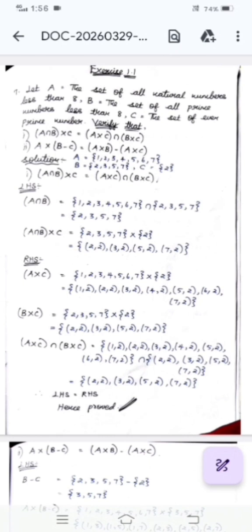Next, C. The set C is the set of even prime numbers. 2 is the one and only even prime number. So the set C contains only the element 2.